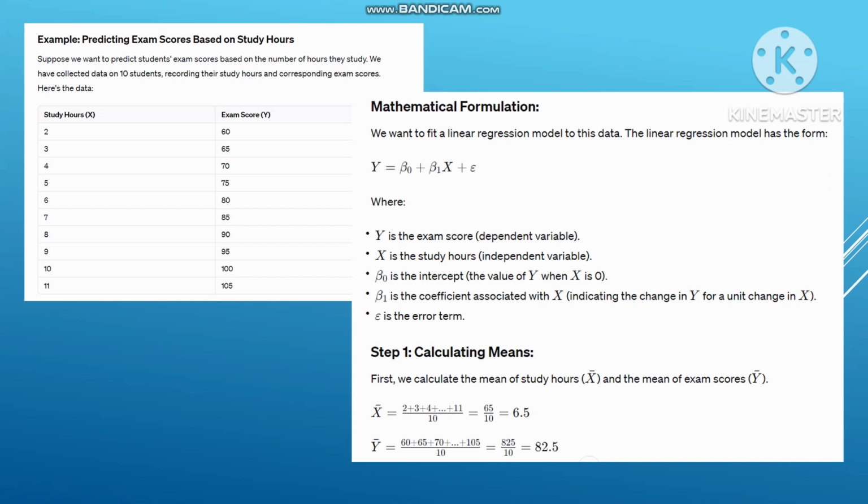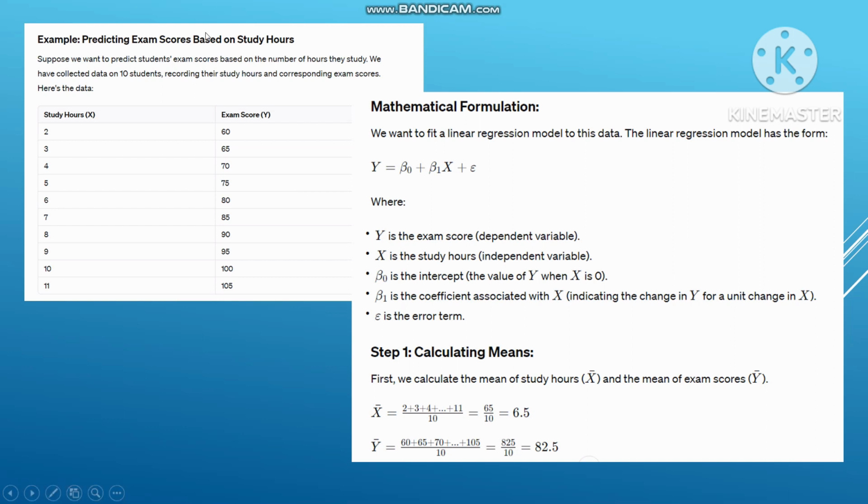Now let us see how we can mathematically solve linear regression. This is an example given. We have study hours and exam score. We want to predict the student's exam score. So y is the dependent variable and x is the independent variable. Obviously, it belongs to simple linear regression.